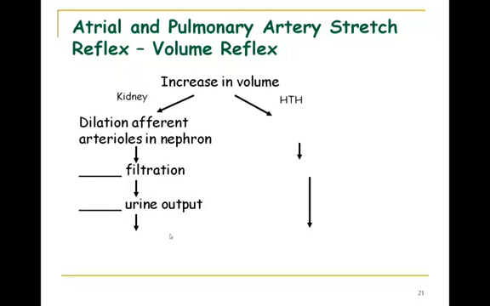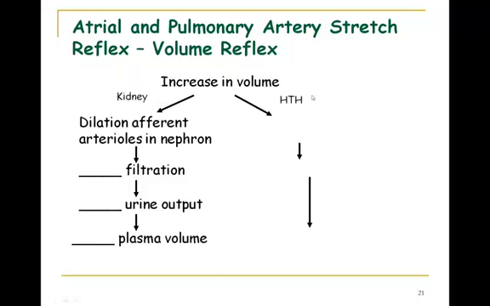The volume will increase. But think about it. You had an increase in volume. I want to get the volume back down. So you have an increase in urine output, which will decrease plasma volume. Now, what could happen to blood pressure if you decrease plasma volume? Well, blood pressure could drop because plasma volume is a part of your cardiac output. So blood pressure could actually drop as a result of this.